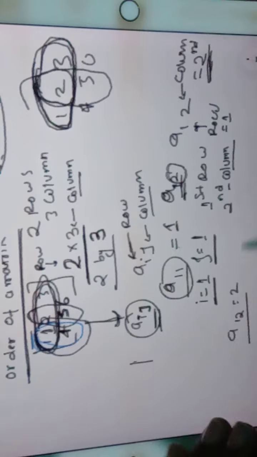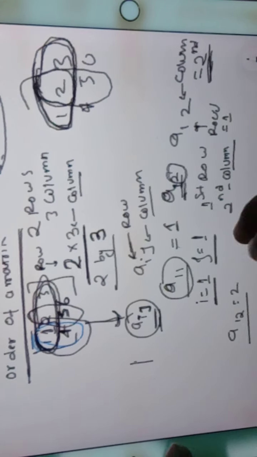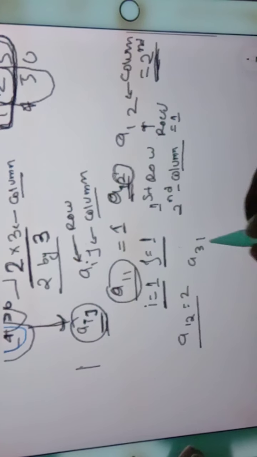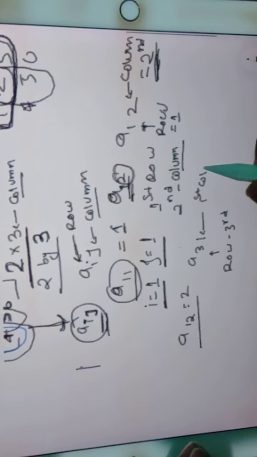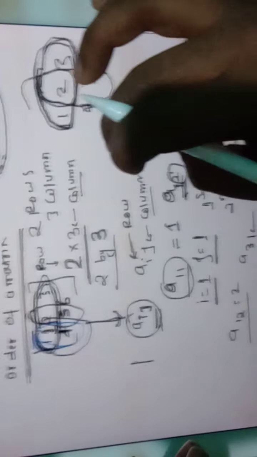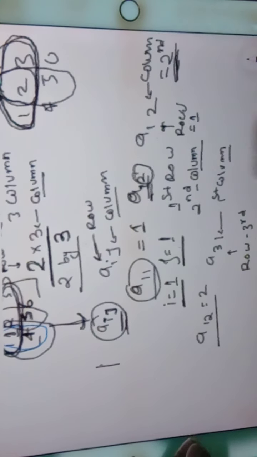Okay, in this way, let's take another example, that is A31. Then 3 means the third row of the matrix, first column. In a similar way you do this.